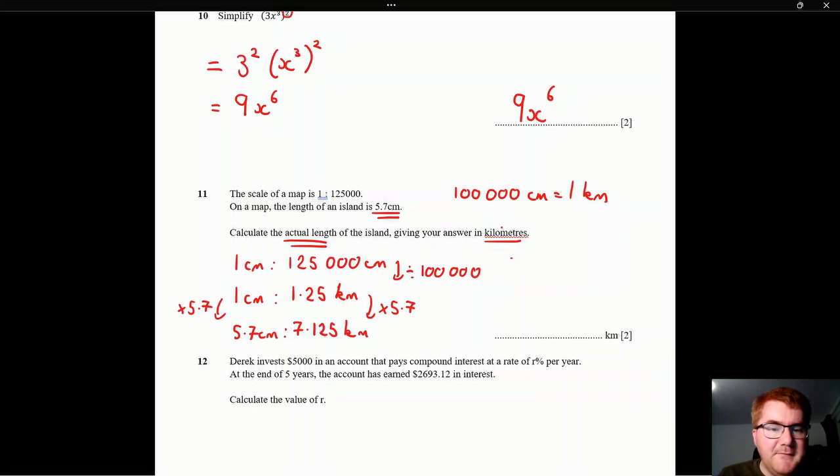So our answer here is 7.125 kilometers. With a question like this, I would actually put the exact value. Again, you should probably be okay with rounding to 7.13 kilometers.